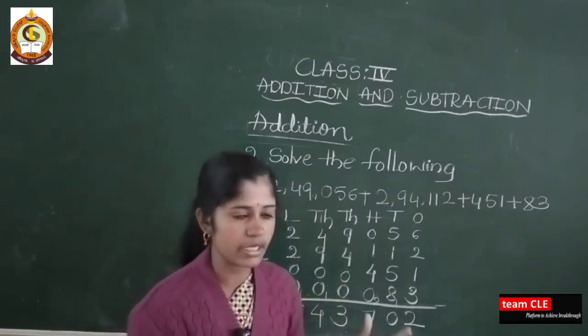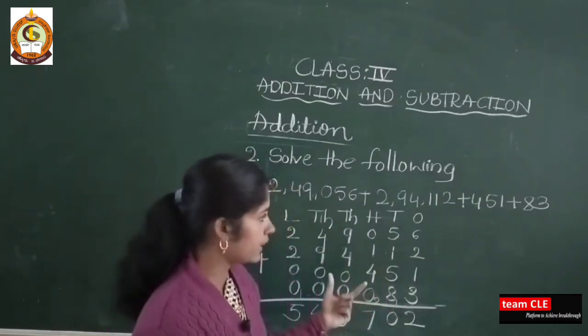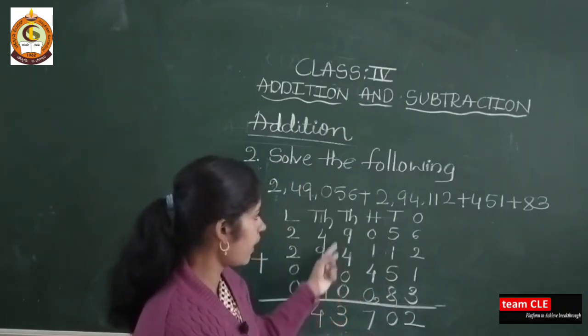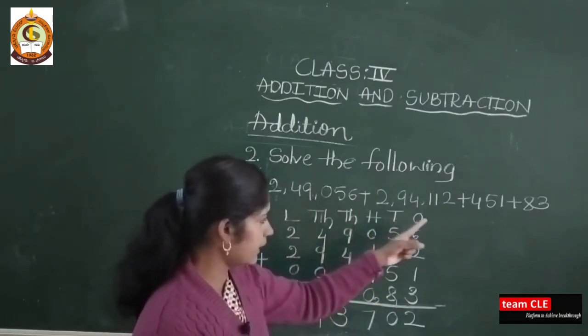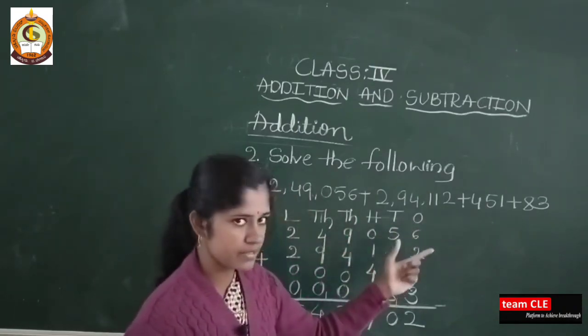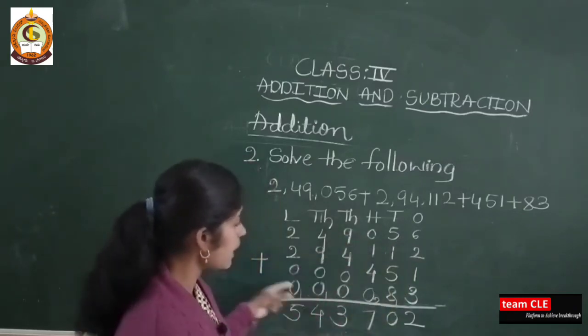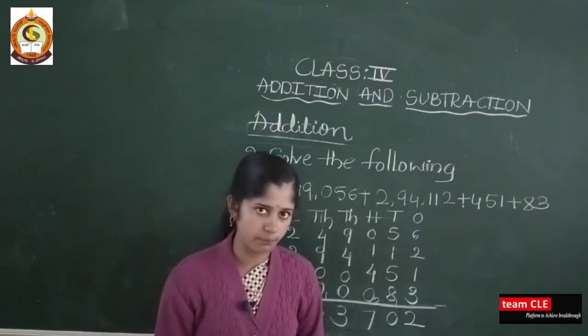Here I will make one thing clear to you. While arranging the numbers, you have to count the digits and keep the hundreds place in the hundreds place, the thousands place in the thousands place. So this arrangement of numbers is important.